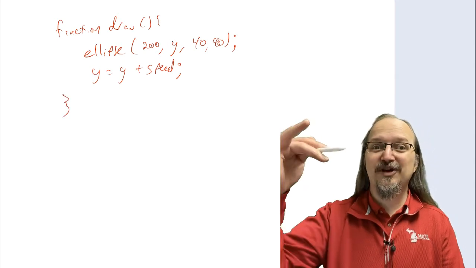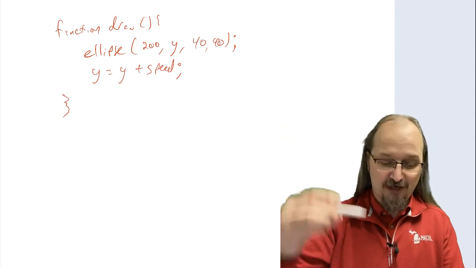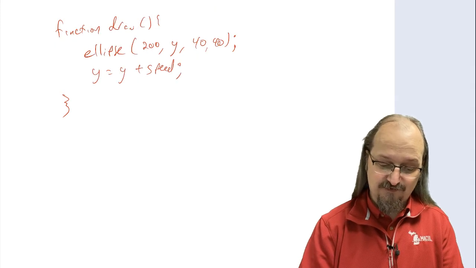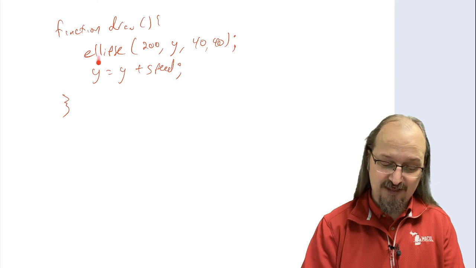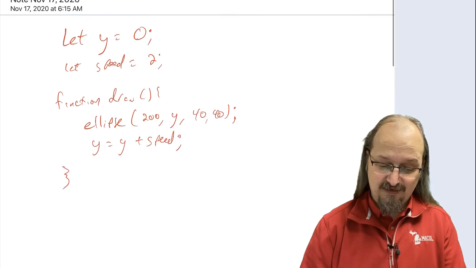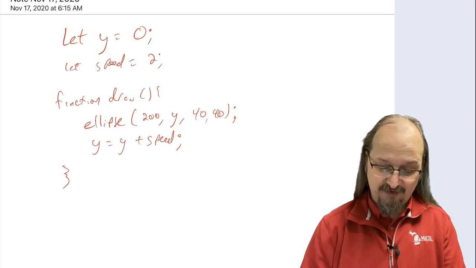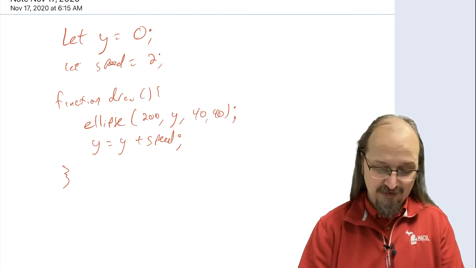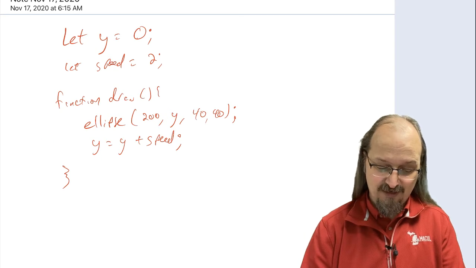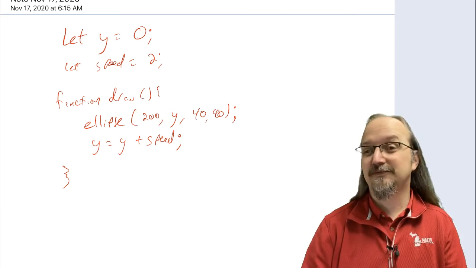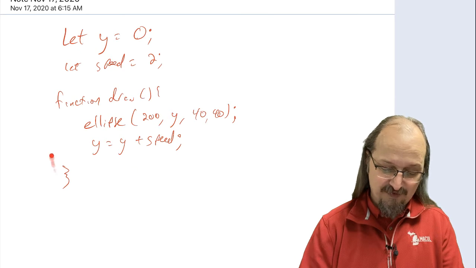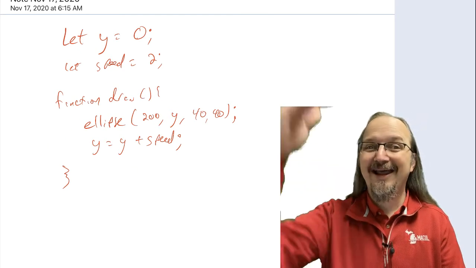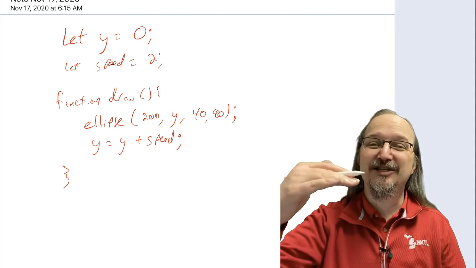Right? And so every time we loop through the draw, because draw loops, it goes from the top to the bottom, and then it comes around and does it again. So we draw the ellipse at 200 comma 0, and then we add speed to y. So y gets 0 plus 2. So now y is 2. So when we come back around, we draw the new ellipse at 2, right? Not so bad. And then when it comes back around, we draw the new ellipse at 4, and then at 6, and so on. And so the ellipse moves down, but it's moving at a constant speed.